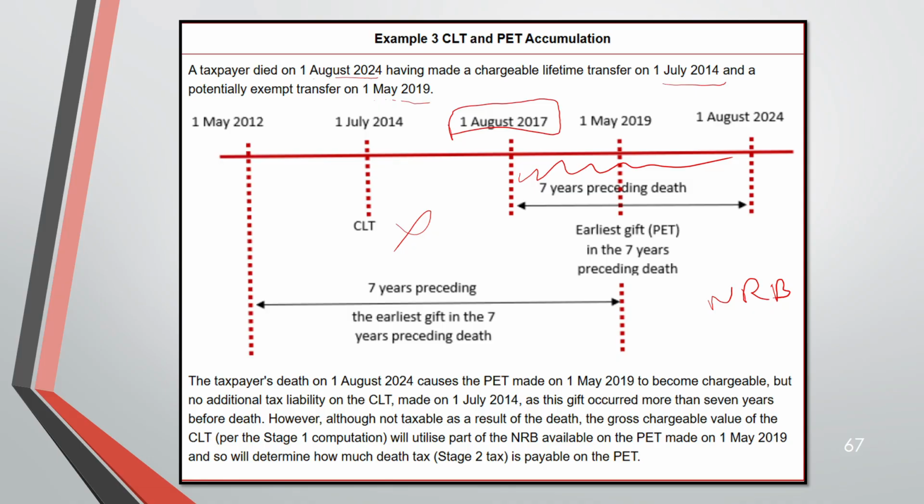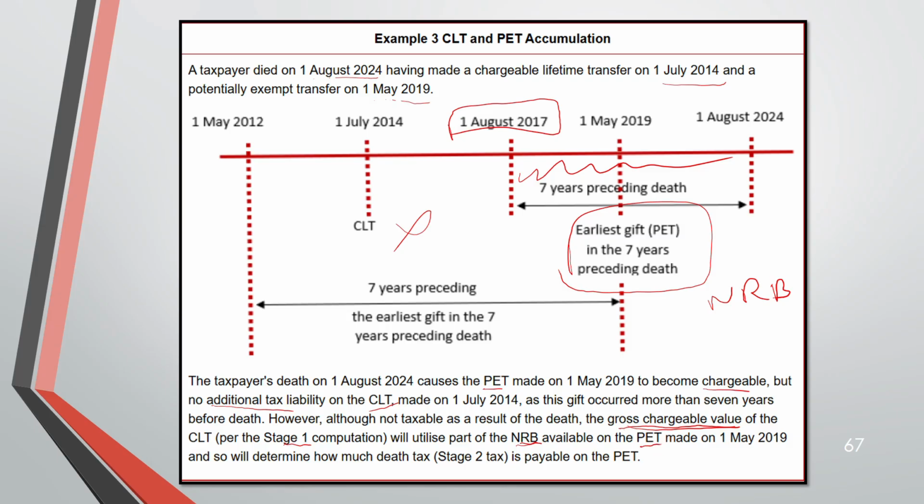But the PET will become chargeable, because the taxpayer's death causes the PET to become chargeable. But there is no additional tax on your CLT, as this was more than 7 years before. However, although not taxable as a result of death, the gross chargeable value will utilize part of your nil rate band. When you were calculating the tax on the CLT, not on death but when he was alive, you must have calculated the gross chargeable value as a stage 1 computation. So that will utilize your nil rate band that would be available for your PET later on.